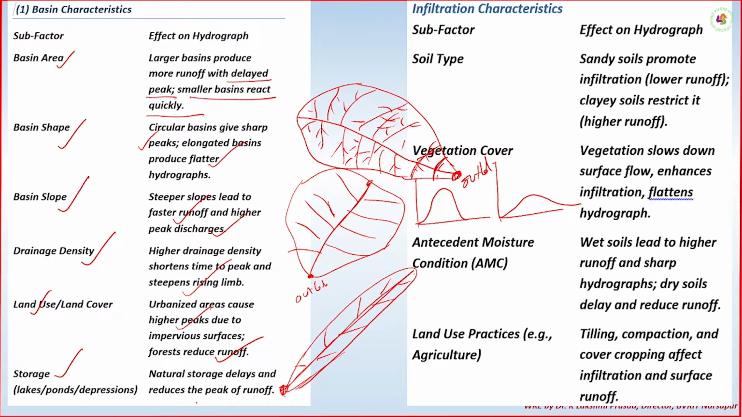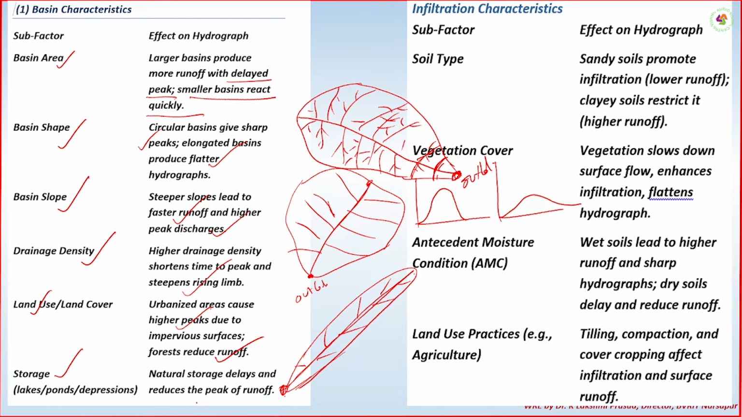Whereas if I come to infiltration characteristics, there are only two simple things. First, soil type. If sandy soils are there, more infiltration. If clay soils, which are almost impervious, more runoff will be there. The more the runoff, naturally the peak of the hydrograph will be reached very fast. Whereas if vegetal cover is there, runoff will be less, and it becomes almost a flat hydrograph.